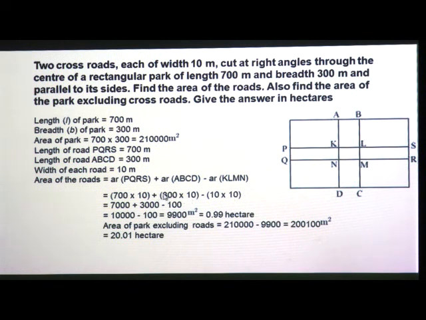So, what we are doing? Length into breadth, here also length into breadth, minus the KLMN. Now, this is 10 meter and this is 10 meter. So, this length will also be 10 and this breadth will also be 10 meter. So, here we can say it is a square. So, 10 into 10 is 100.